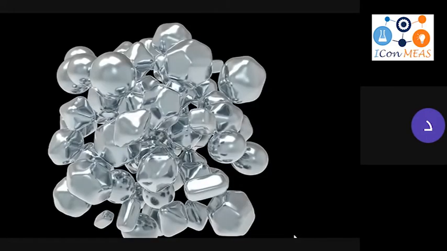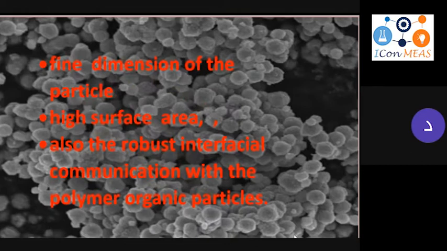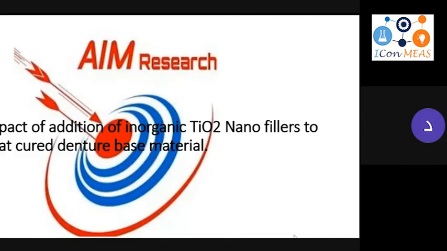Nowadays, the incorporation of nanoparticles is mostly used, such as zinc oxide and titanium dioxide, which can enhance many optical and mechanical properties because of the fine dimension of the particles, high surface area of the particles, and the robust interfacial communication with the polymer organic particles. The aim of the research was to assess the impact of addition of inorganic titanium dioxide nanofillers to heat-cured denture-based material.